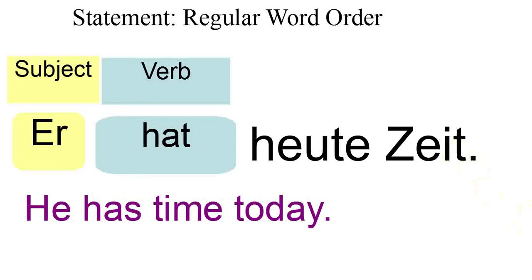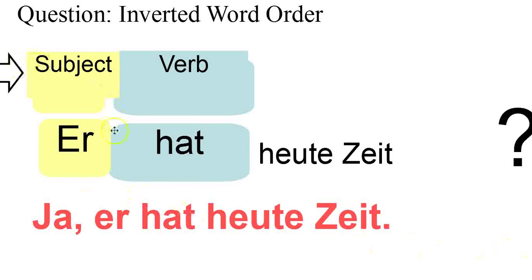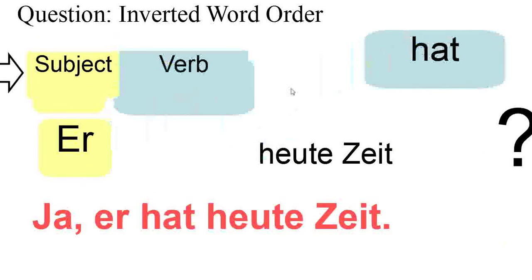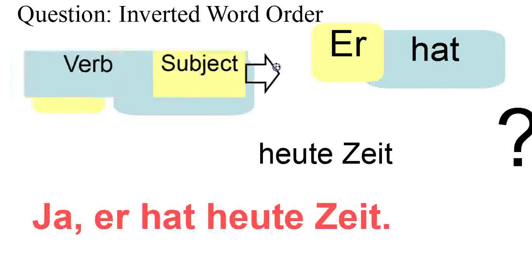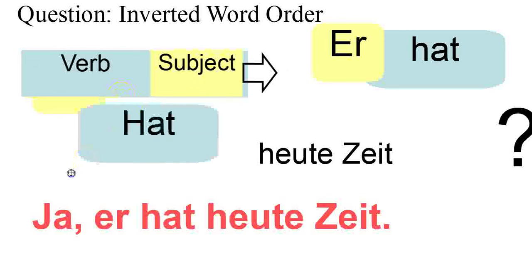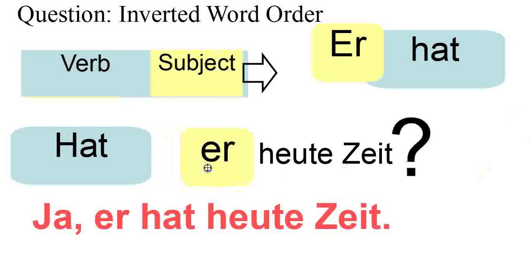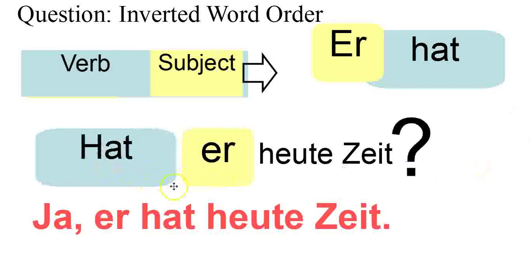What if we wanted to ask a question? It's not he has time today. It now becomes inverted word order. So the verb goes first and the subject goes second. We don't forget our question mark. So er hat heute Zeit becomes hat er heute Zeit?